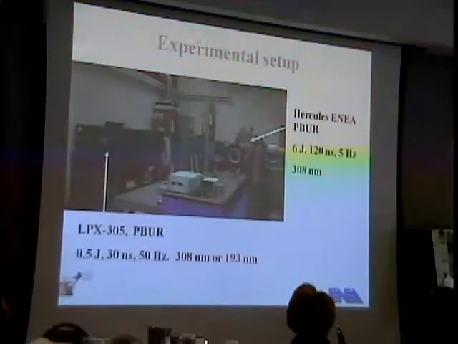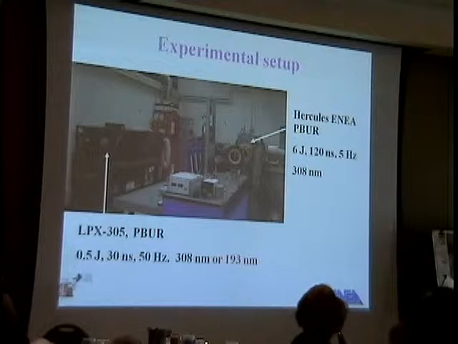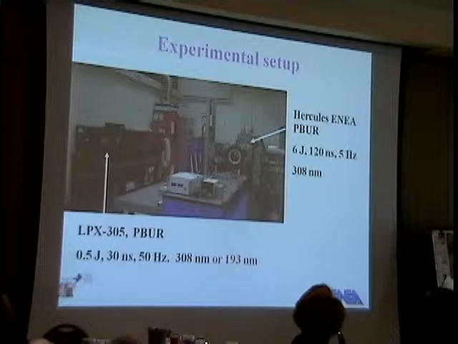This is a photograph of the experimental setup. We actually use two different lasers. One is Hercules, a homemade excimer laser, and the other is a commercial laser. Excimer lasers emit pulsed light, that is, photons are in bursts, and each burst has a given energy, 6 joules in this case, and 0.5 joules in this case, a given pulse duration, 120 nanoseconds with this laser and 30 nanoseconds with this laser, and a time interval between shots, repetition rate, for example, 5 shots per second or 50 shots per second. And of course, a wavelength, 308 in this case, 193 nanometer in this case.